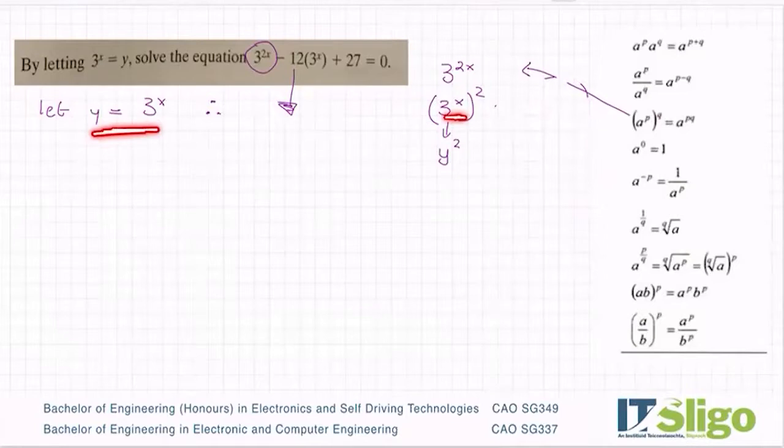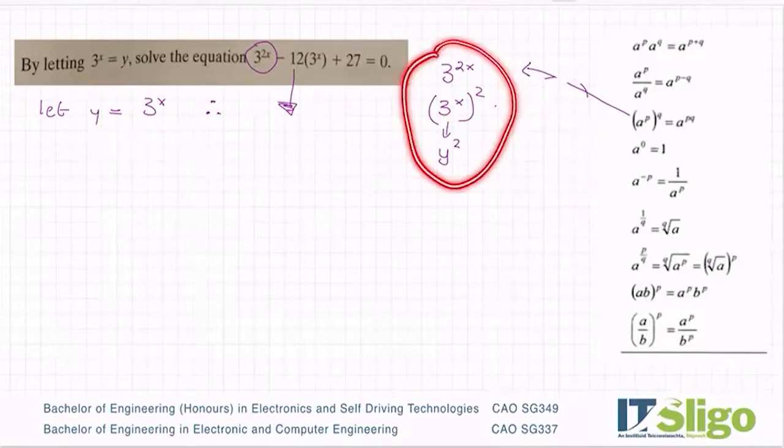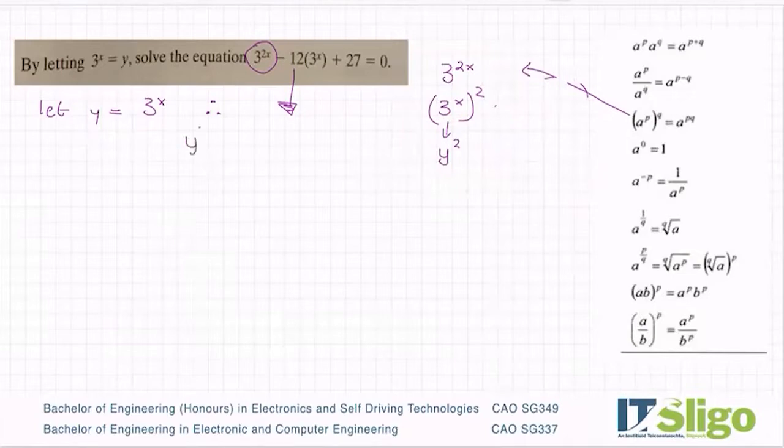It did tell me to let y equal 3 to the power of x, and therefore this becomes y squared. So I can write this equation now as y squared minus 12y plus 27 equals 0. I hope you can see where that came from. That's my y, so I just subbed it in here. The 27 stayed the same, and the 3 to the 2x is what I've shown you here.